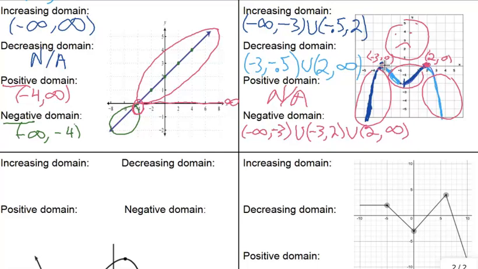And this is how you essentially describe from -infinity all the way to infinity, but we're excluding the 2 and we're excluding the -3.